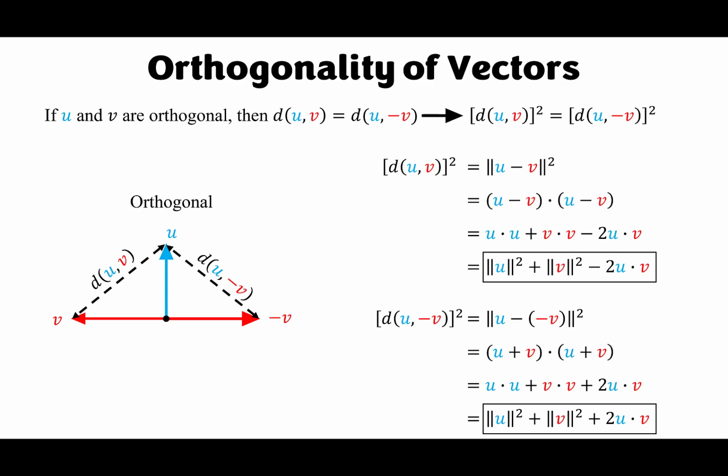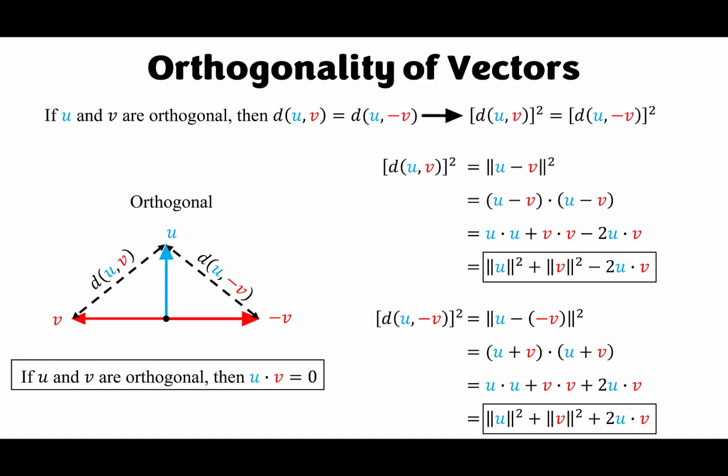Well, the answer is u dot v must be equal to 0, right? That's the only way those two distances will be the same, because if u dot v is equal to 0, then you have the length of u squared plus the length of v squared as both the squared distance between u and v, and also the squared distance between the vectors u and negative v. That's the only way those two boxed-in results will be the same, if u dot v is equal to 0. If it was anything other than 0, then you'd get different results for those two squared distances.